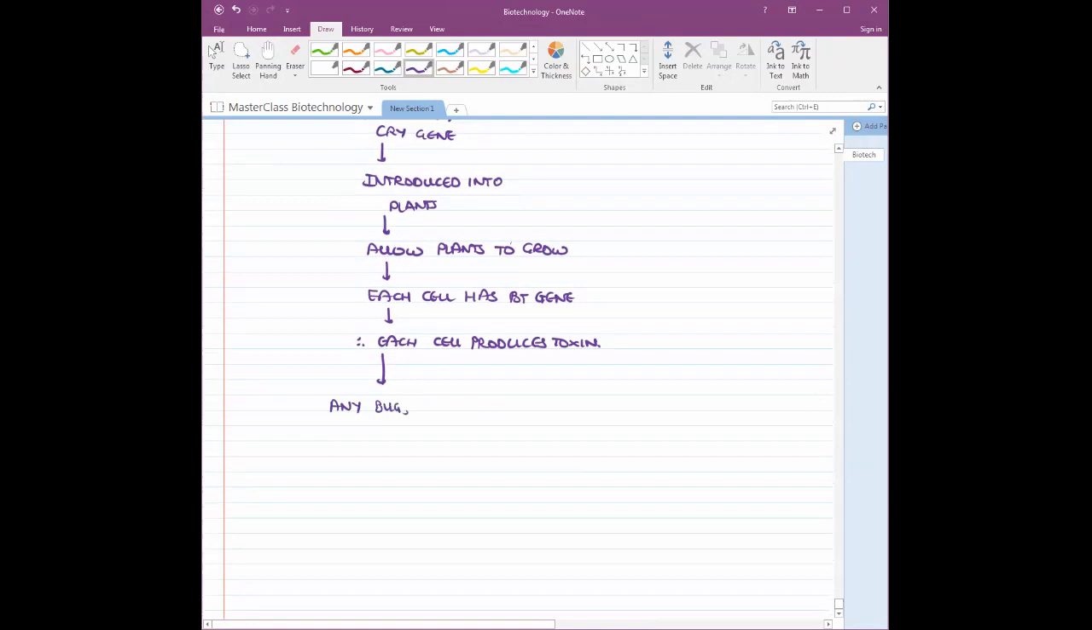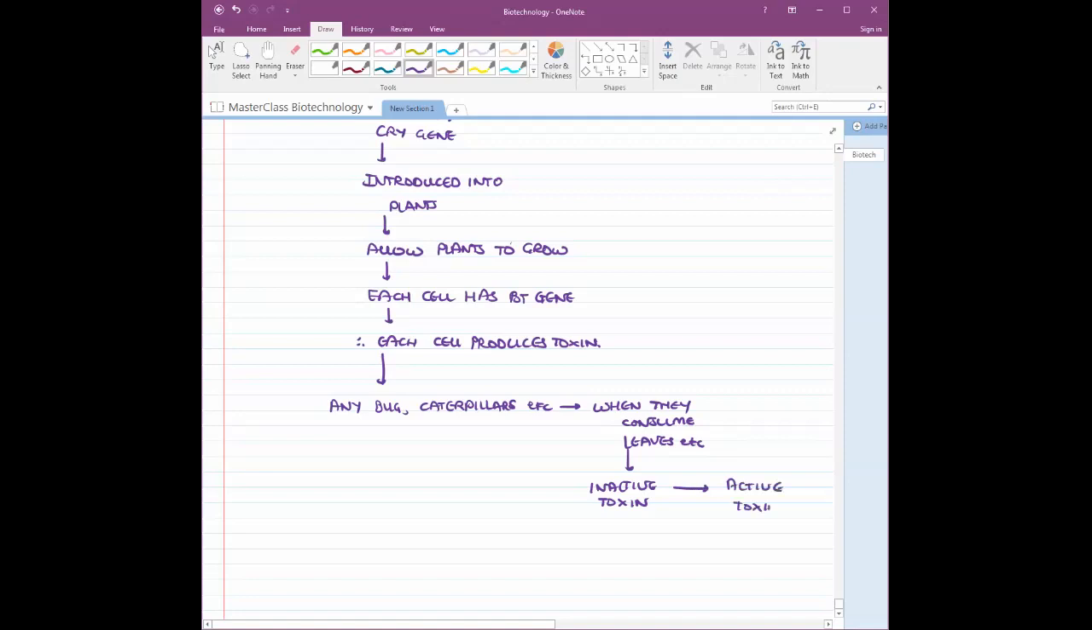Now in this situation, as the plant is growing, if for any reason there is any bug, any caterpillar, or any moth, anybody who is a pest, when they consume the leaves or other parts, immediately you are going to see that this inactive toxin gets converted into the active toxin.